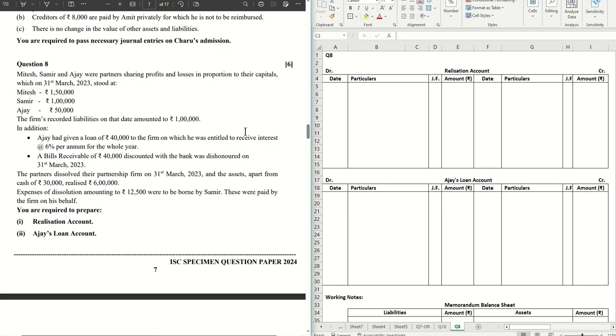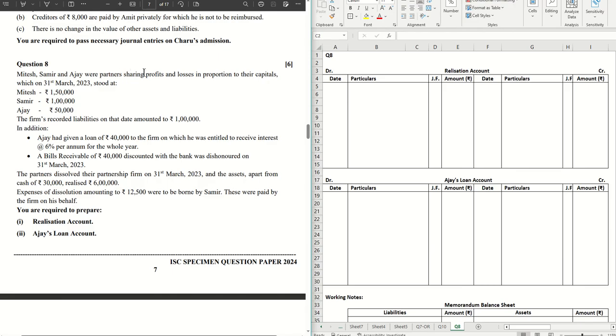In this video, we are going to solve question number 8. This is a realisation account sum, that is a dissolution sum, where you are required to prepare the realisation account and Ajay's loan account. Let's have a look. What do we have here?